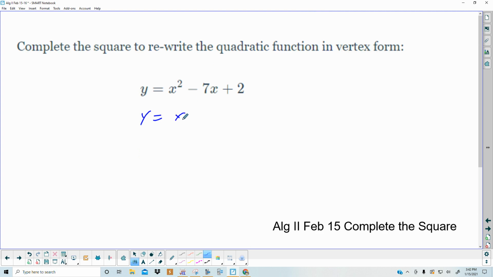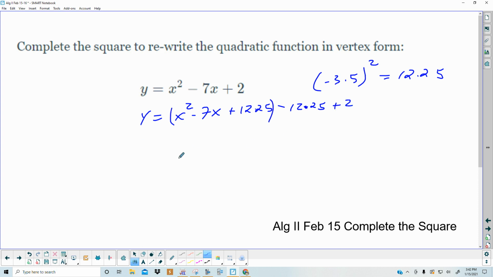Same dealio. Half the middle is negative 3.5. Square it. Let's see what that gets you. Oops, I didn't hit enter. 12.25. So it's always add 12.25, then subtract 12.25, the decimal, plus 2. The first three things form a perfect square. And you factor it by taking half the middle, x minus 3.5. Then that's minus 10.25. Okay, that's your assignment.